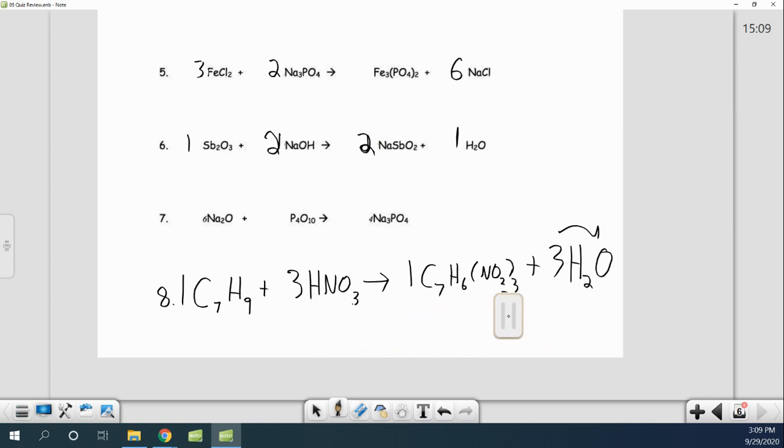So, balancing tricks. Start with the highest coefficient. Try to avoid, usually it's oxygen and hydrogen, but anything that shows up repeatedly in the same equation. And if you get stuck, just go back and double whatever you're stuck on and see if you can go from there. And that wraps up our review video.